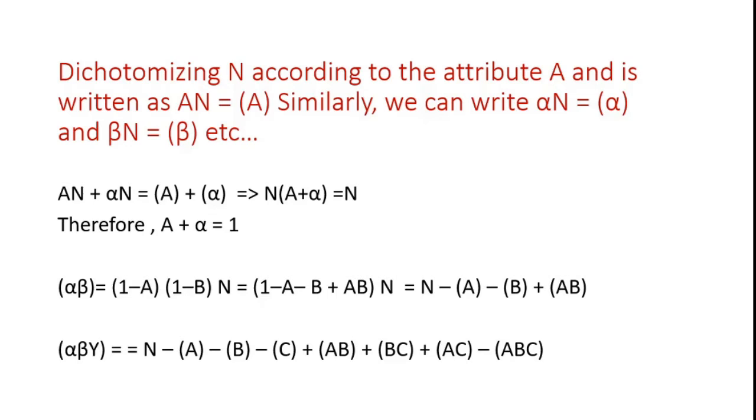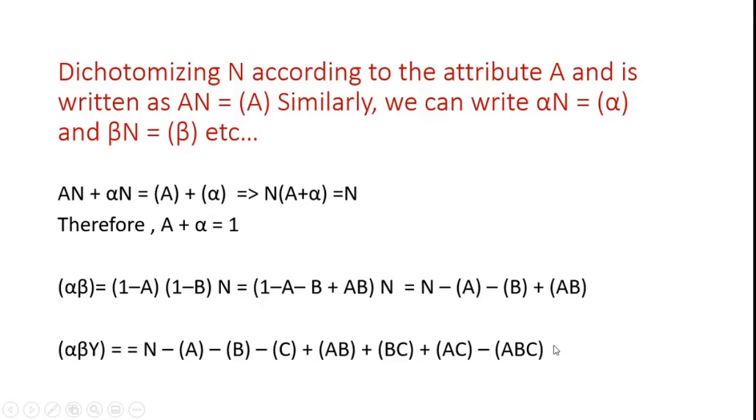And here is the maths that we have. We will be using the formula for alpha beta. If I take A as people who are honest and B as intelligent, then alpha beta means people who are neither honest nor intelligent, and that formula is N minus (A) minus (B) plus (AB).